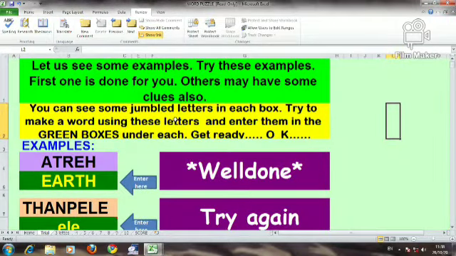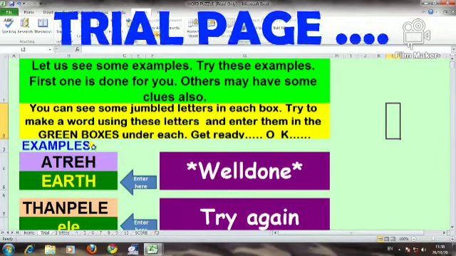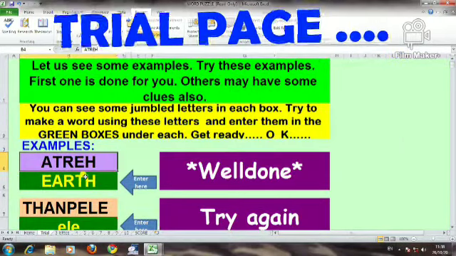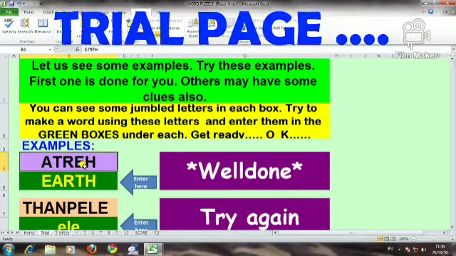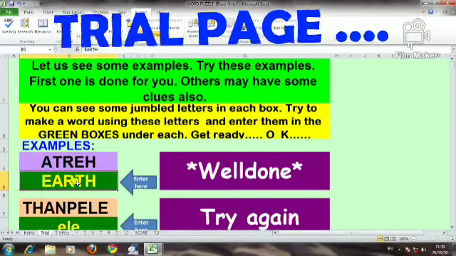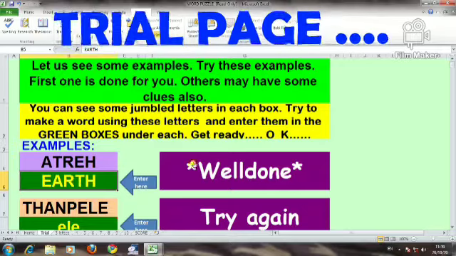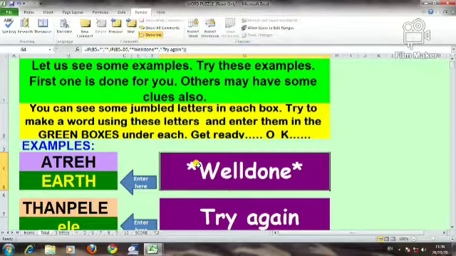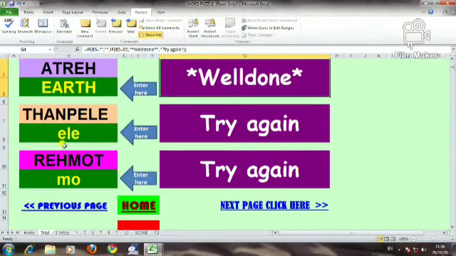You see, this is our next page. This is a trial page for you. See, some examples are given here. You can go through these examples first, then you can do the next. See, first of all, ATREH is given here. So the answer is also given using these letters. The word earth is made and they have given well done. Like this, some more are given here.